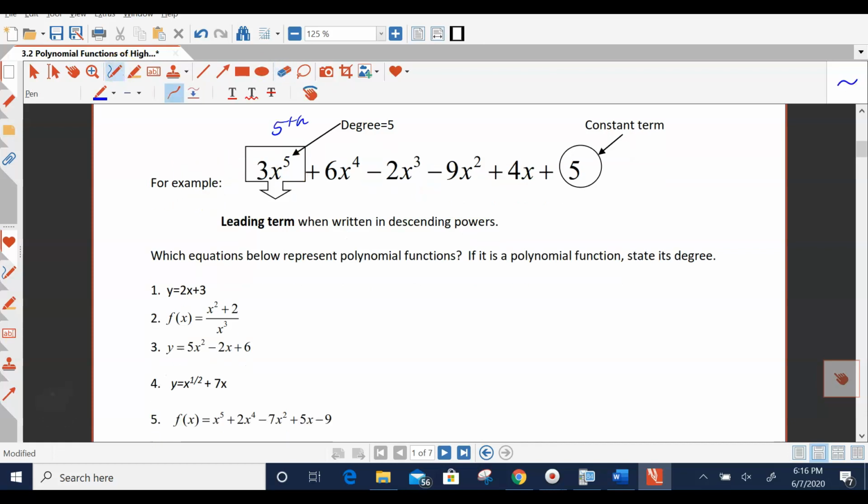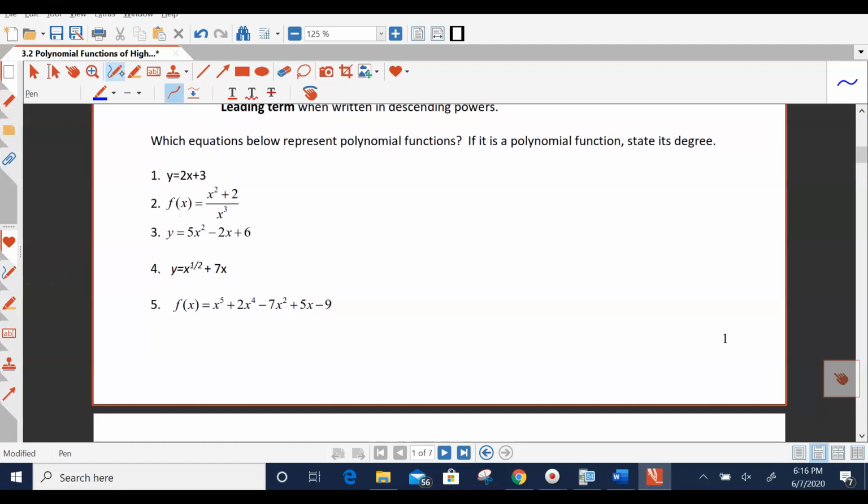Okay, so first thing is, which of these equations or functions below represent polynomial functions? So we've got to look at the degrees, and this one has a degree of 1, so it is a polynomial function. Nothing else, nothing weird going on. Why would this next one not be a polynomial function? Well, because we have a division of sorts. He is not a polynomial function. Next guy is a quadratic.